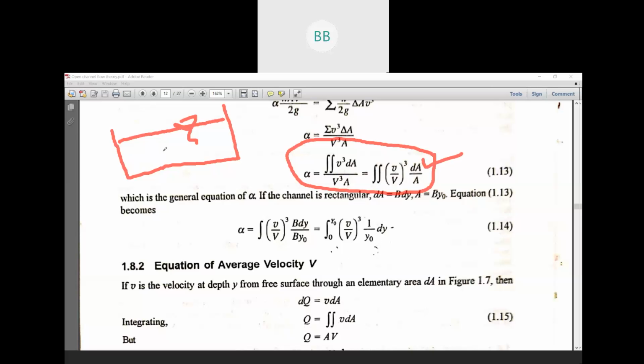For a rectangular channel, we consider the total depth of flow as y naught. So we have considered one elementary area inside that rectangular channel. We consider the depth of flow for that particular elementary area as dy, and the area for that particular small elementary area is dA.